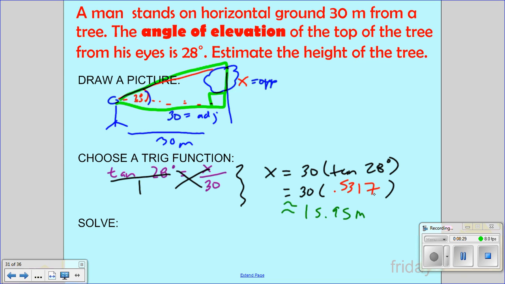Now, to be honest, this problem is technically missing some information because we would need to know how tall the man was in order to truthfully account for the height of the tree. But since we don't know, and this is all we can use, we'll just leave it as is. So we're estimating the tree to be 15.95 meters.